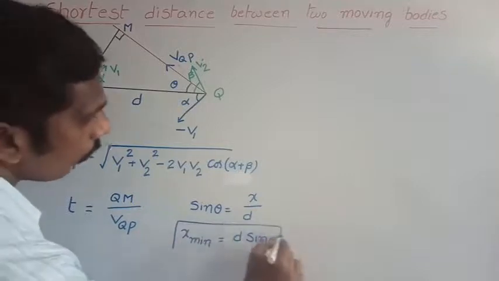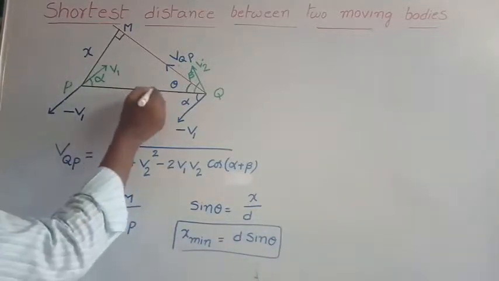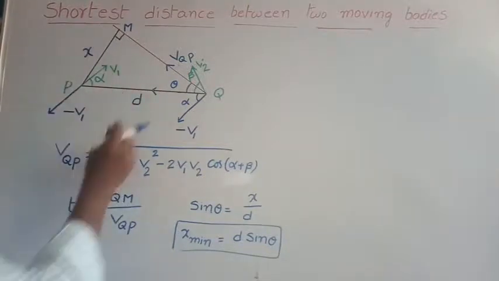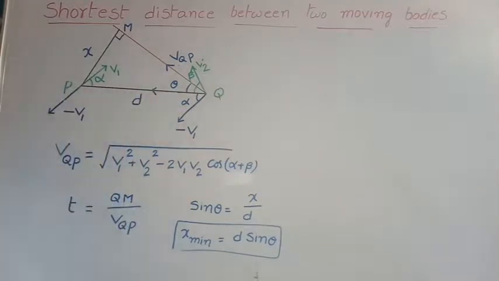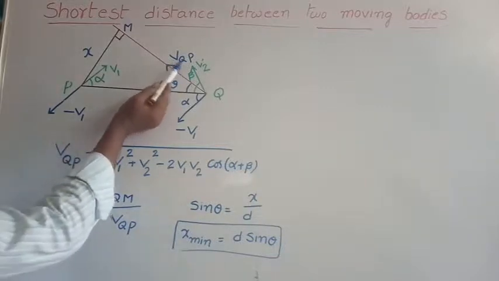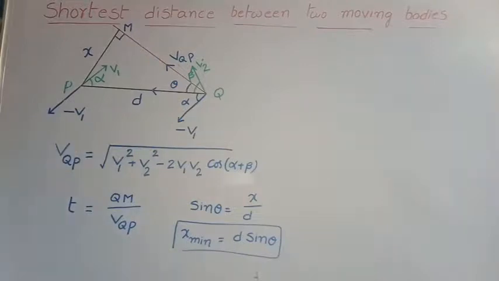Now suppose this VQP, the resultant velocity, is along the line joining P and Q. Suppose this VQP is acting in this direction, then both particles will collide. That is the condition for collision. If this VQP is along this line, then the two particles will collide with each other. That is the condition for collision.